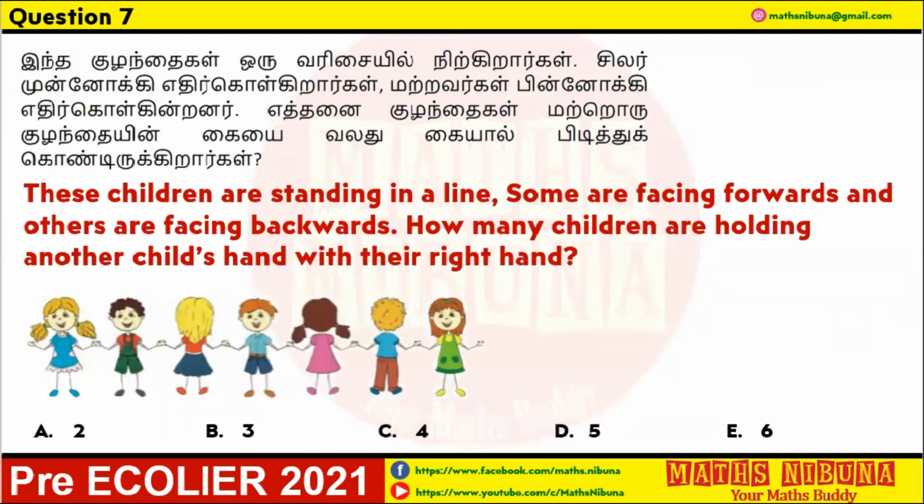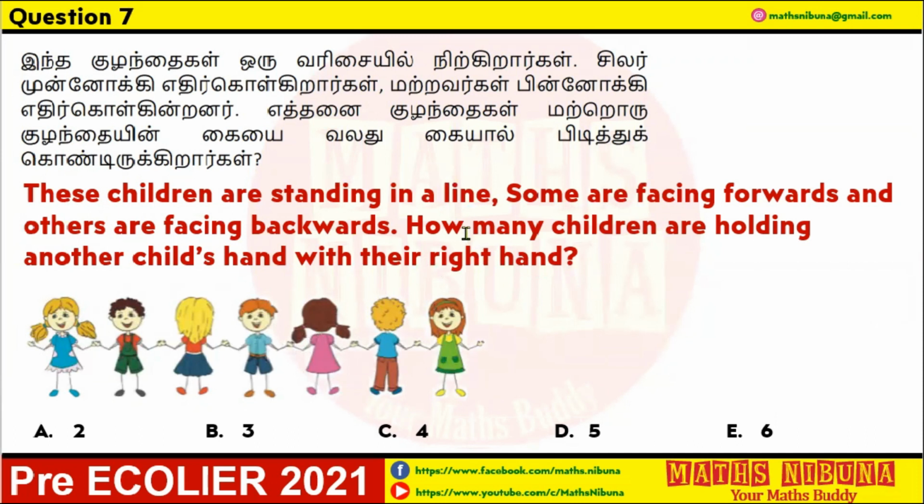Look, next question, question number 7. These children are standing in the line. We have 1, 2, 3, 4, 5, 6, 7 children. Some are facing forward, these children facing forward. And some others are facing backward. So these 3 are facing backward, these 4 are facing forward. Let me look at this.